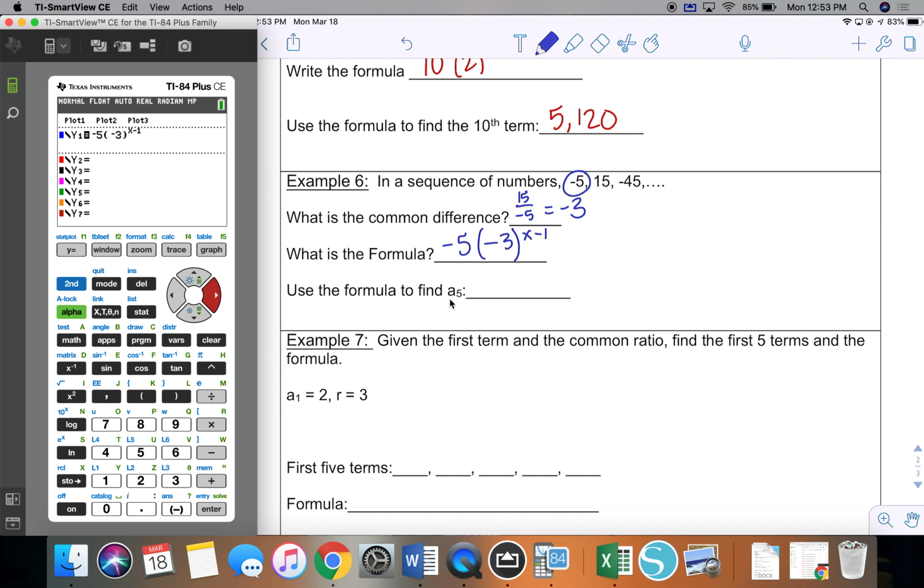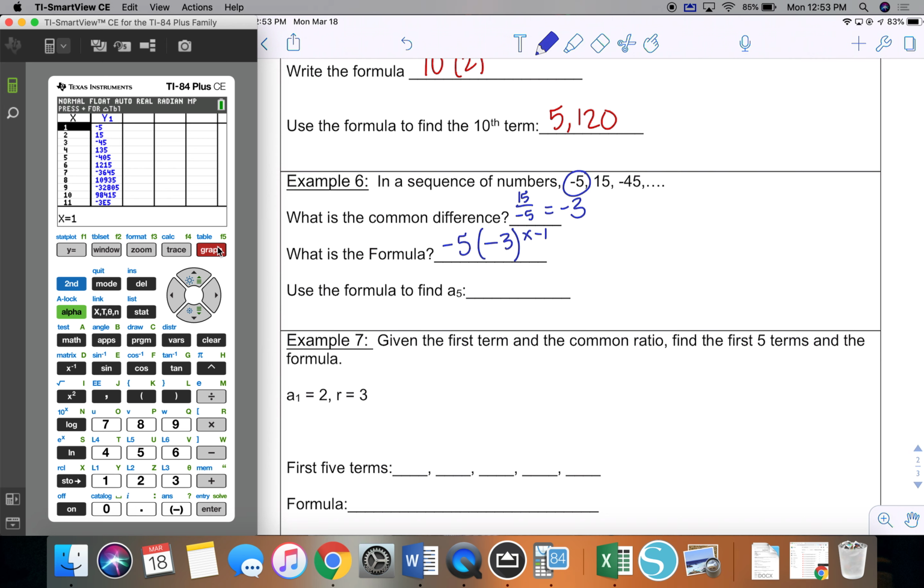Okay, so remember this number down here is the number you go to at x. A good thing to do is just double check, make sure that your table matches the sequence that you were given. So we have -5, 15, -45. That looks good. So the 5th term is 405.